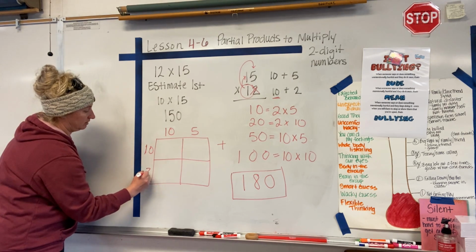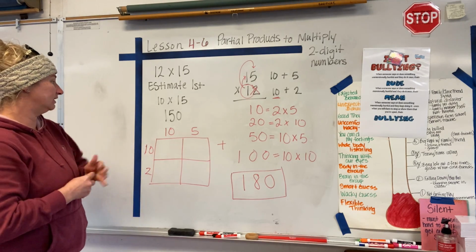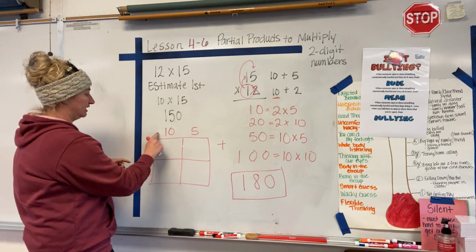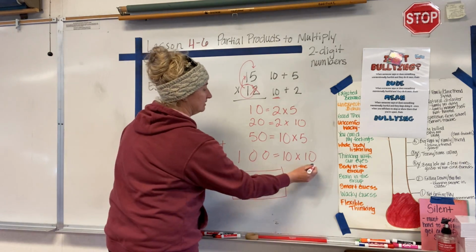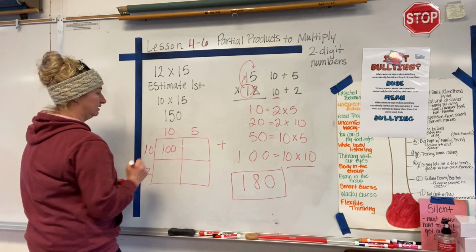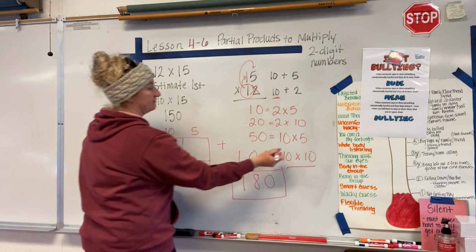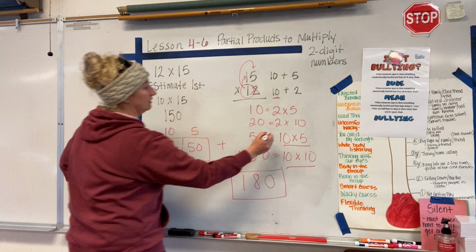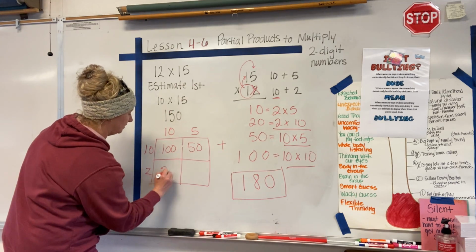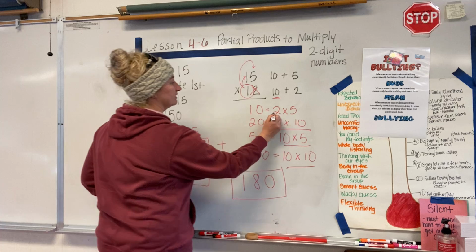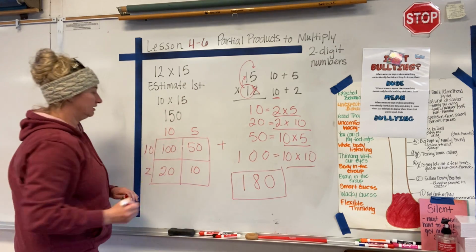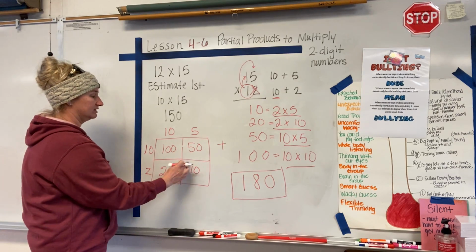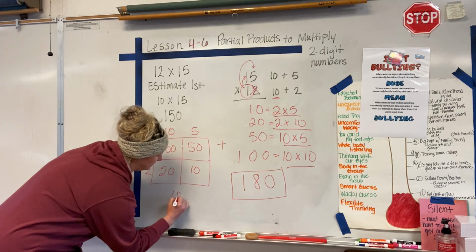30. Okay, and then you can see each one of these partial products is going to be in one of these boxes. So 10 times 10, that's here. 10 times 10 is 100. Okay, 10 times 5, that's right here. That's 50. 10 times 2, that's right here. That's 20. And then 2 times 5, that's here. That's a 10. And so I have these 4 numbers, and when I add them all up, 100 plus 50 plus 20 plus 10, I'm going to get 180.